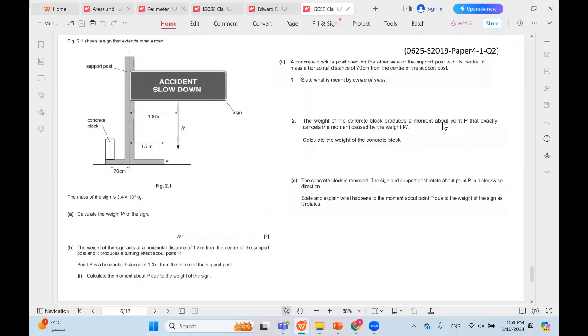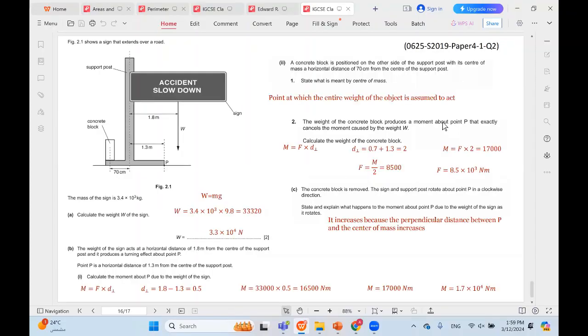Figure 2.1 shows a sign that extends over a road. The mass of the sign is 3.4 times 10 to the power of 3. Calculate the weight of the sign. So the weight of the sign is simply mass times gravity. So 3.4 times 10 to the power of 3 times 9.8. And you calculate the weight as such. You get 3.3 times 10 to the power of 4.